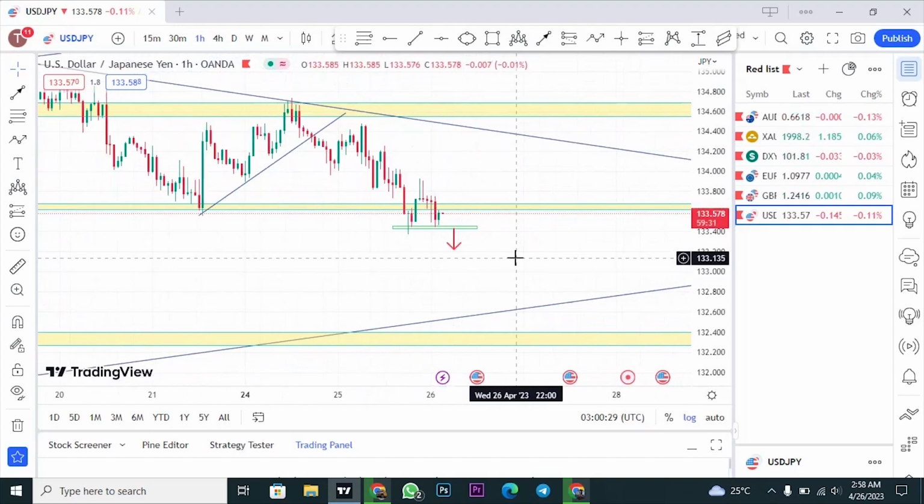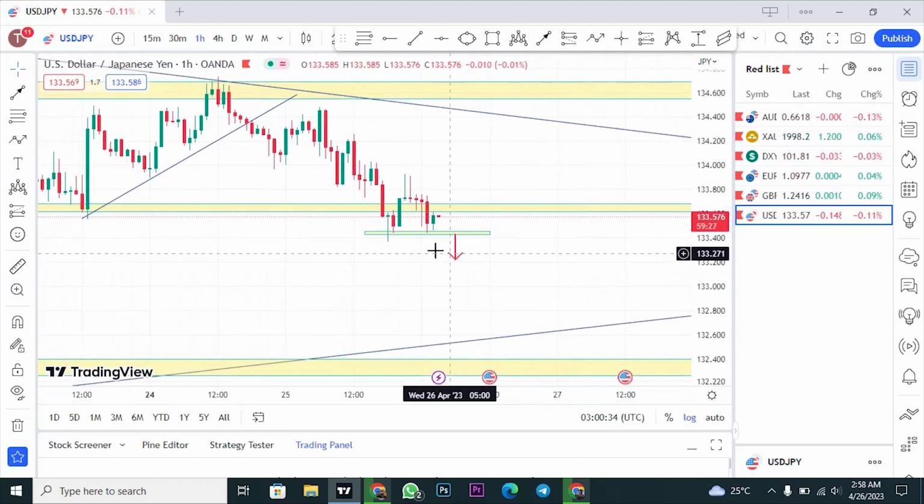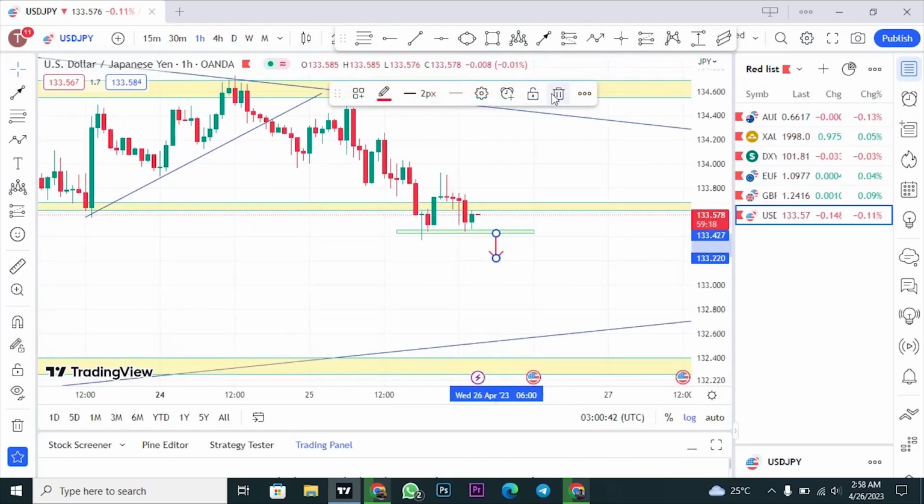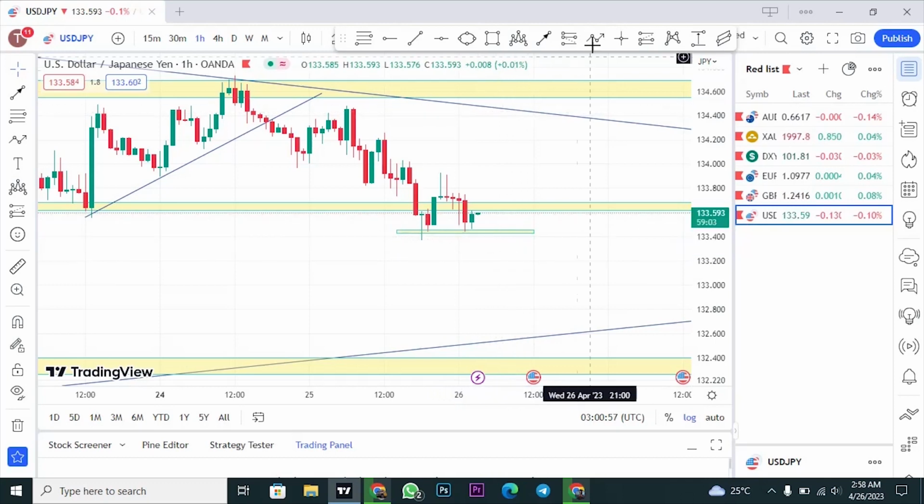And how are we going to capitalize since we are on the neckline right now? You can see price has been playing around here, rejected here and also rejected here. So now what I am anticipating is that I want the market to break out of this little support right at this point, come back for a retest, and then push to the downside.